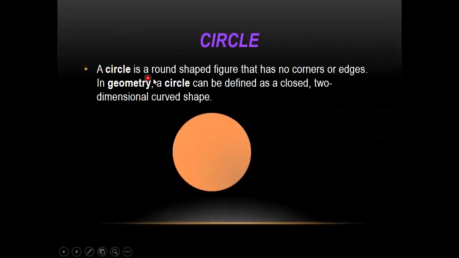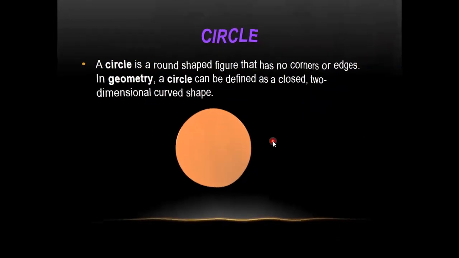Next is circle. A circle is a round shaped figure that has no corners or edges. We know that a circle is round in shape and does not have any corners or edges. In geometry, a circle can be defined as a closed two-dimensional curved shape.